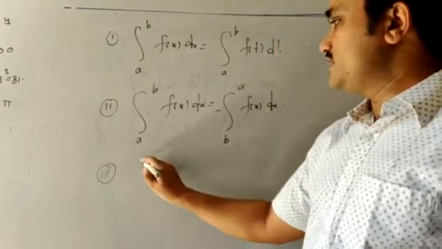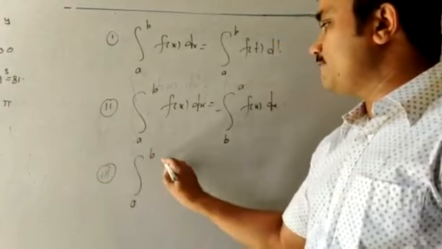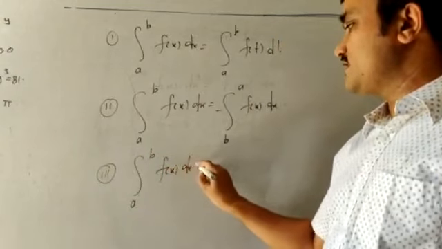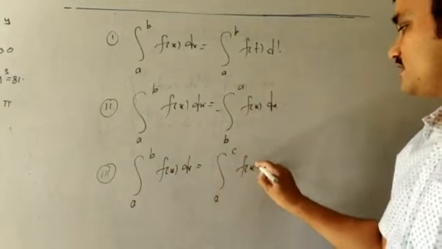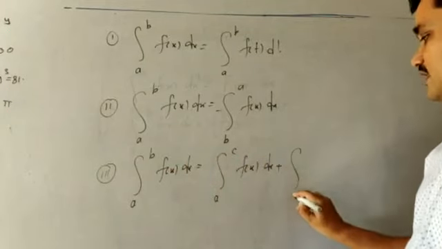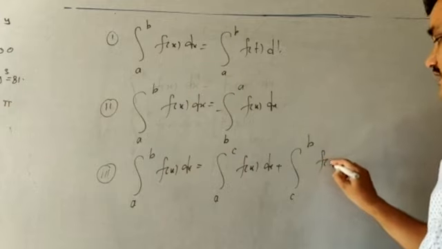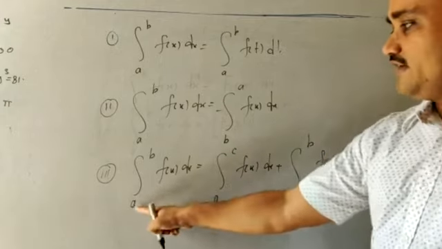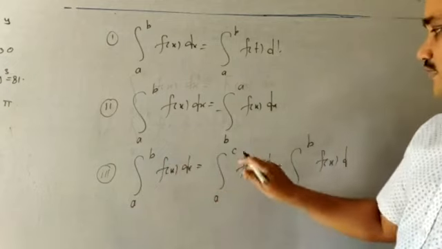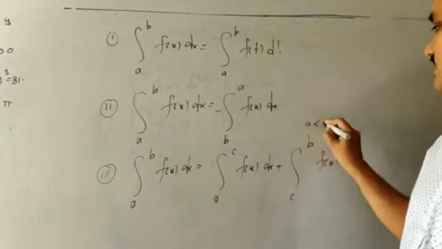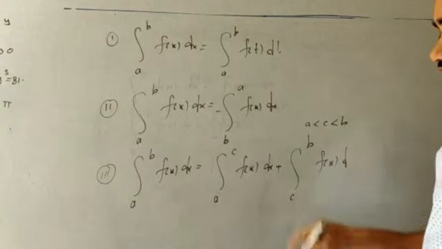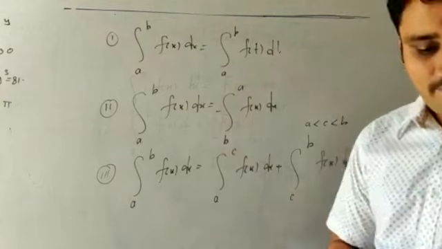Third property: integration from a to b of f of x dx is integration from a to c of f of x dx plus integration from c to b of f of x dx. So what we have done is divide the interval a to b into a to c and then c to b. Obviously in this case a is less than c is less than b. So that becomes a to c and then c to b, the addition of those two. These are the three.